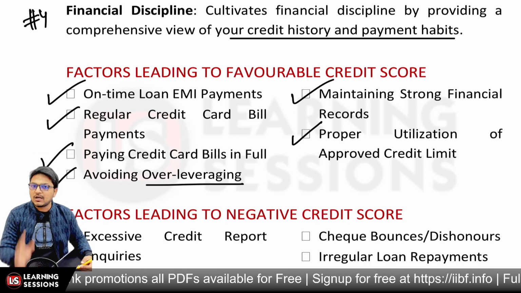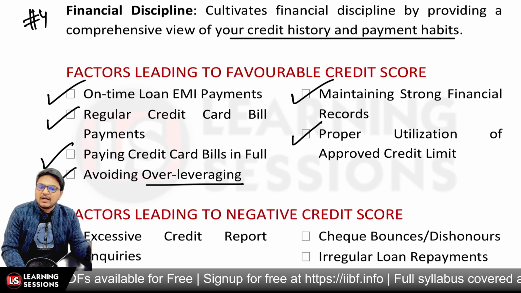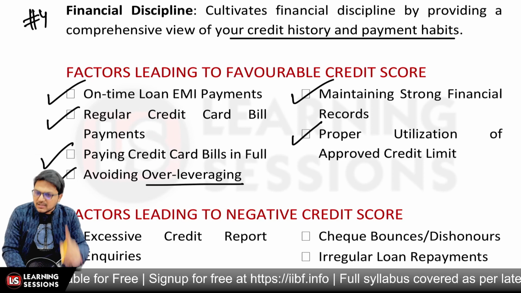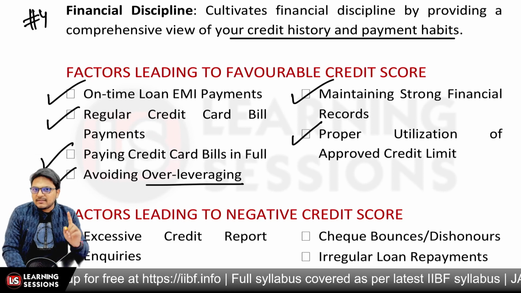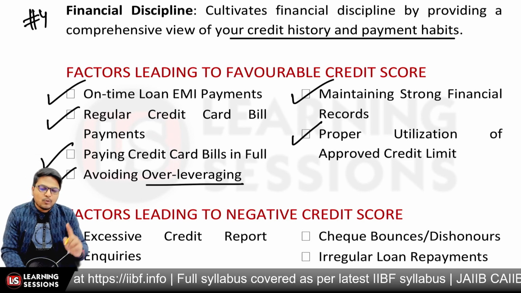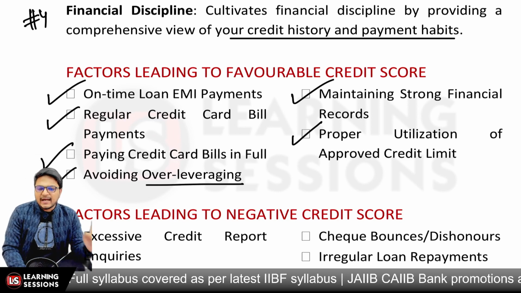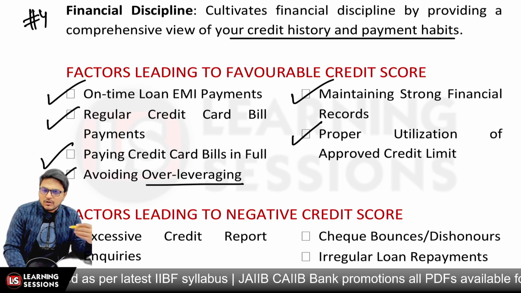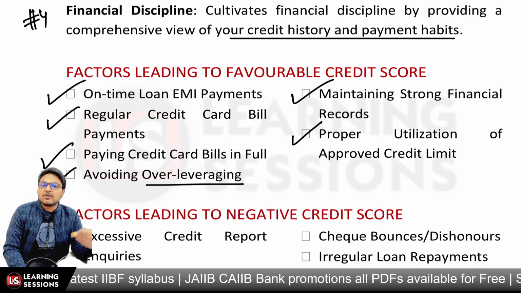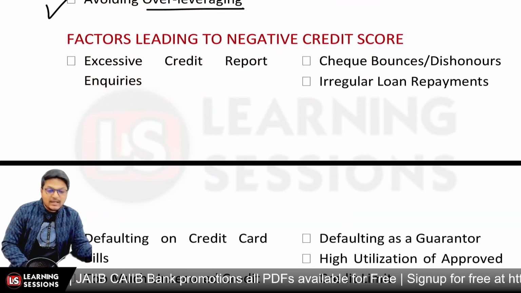Let's say you have taken a housing loan. It's not the case that if you have taken a loan, your credit score will deteriorate. It's never the case. It's just that if you're paying the EMIs in time, if you are utilizing only a portion of the credit card limit, and you are paying the credit card bill in full, and you are not defaulting on payments, then in that scenario, if you're not over-leveraged, definitely your credit score will improve over time, right?